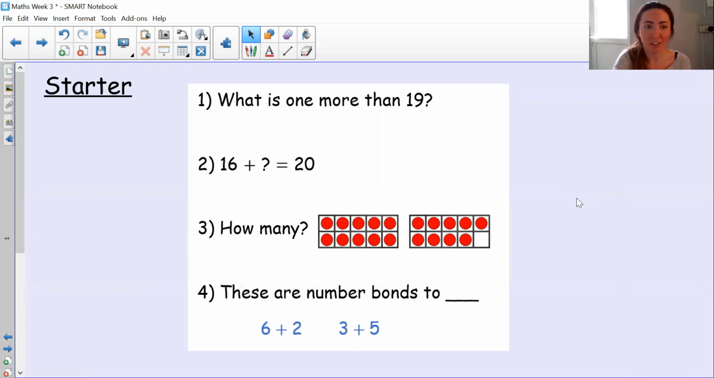So let's have our fast 4 questions first. So remember to write down your answers to each question. You can pause between each question if you need to, and then we'll go over them at the end. So number 1, what is 1 more than 19? And number 2, 16 add what equals 20? Number 3, how many does this represent? And number 4, these are number bonds to what?